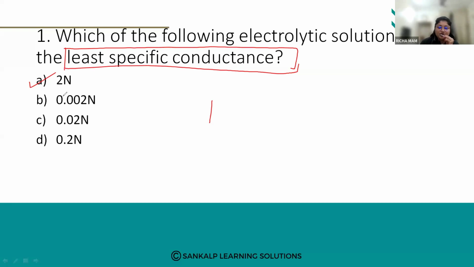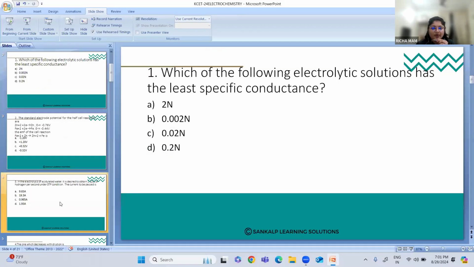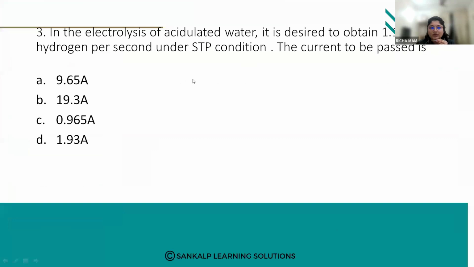So how does the specific conductance of an electrolytic solution increase? It increases with decreasing concentration or increase in dilution. So for any electrolytic solution, if the concentration is 2N, then it has the least specific conductance. They have asked for the least specific conductance, so keep these things in mind. Understood? So option number A is the right answer. I hope the doubts are clear. Okay, let us go for the next question.